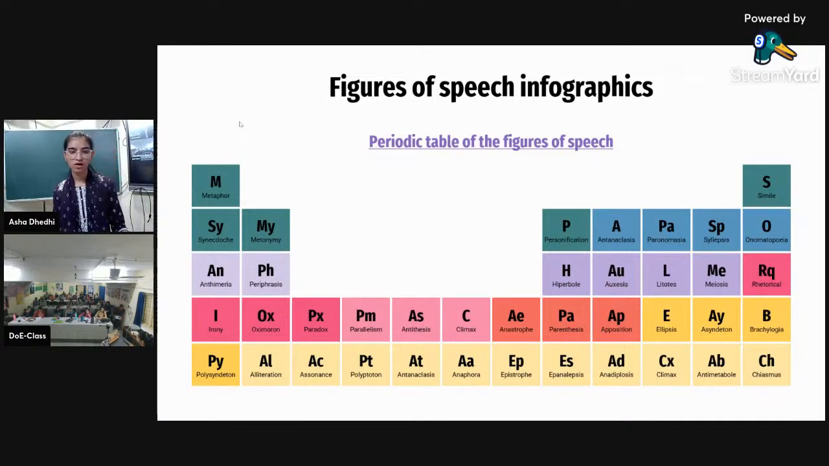Now that is figures of speech. A periodic table is given, like we have in chemistry, which is related to elements. So here, literary people have created the periodic table of the figures of speech. These are some of the important figures of speech or literary devices which are included here, like metaphor, then synecdoche, metonymy, then personification, then antanaclasis, then syllepsis, simile, onomatopoeia, then irony, oxymoron, paradox.